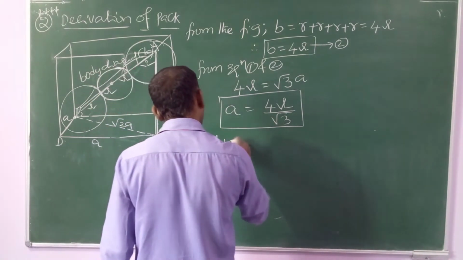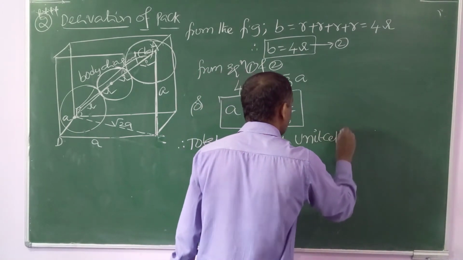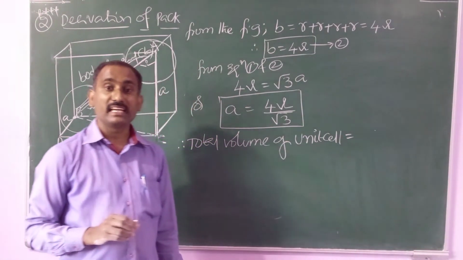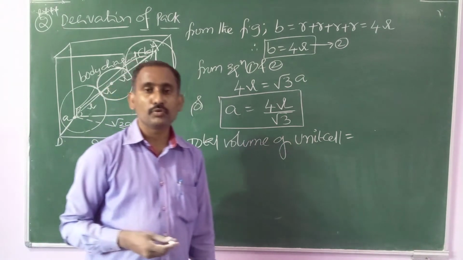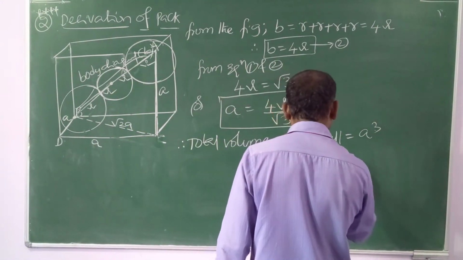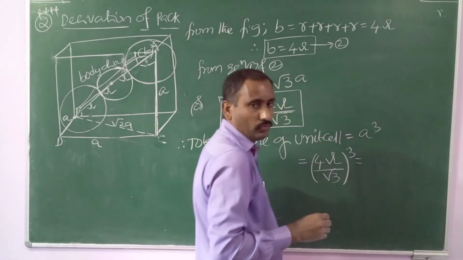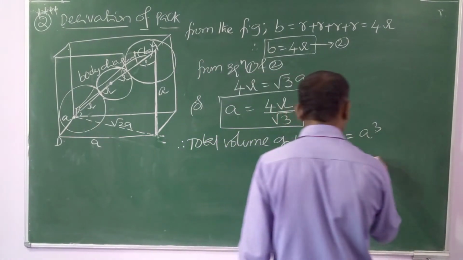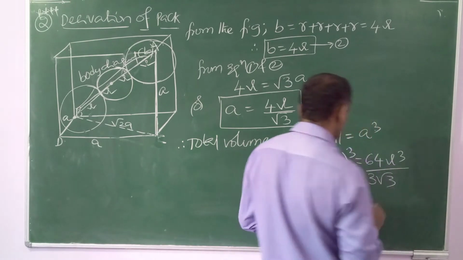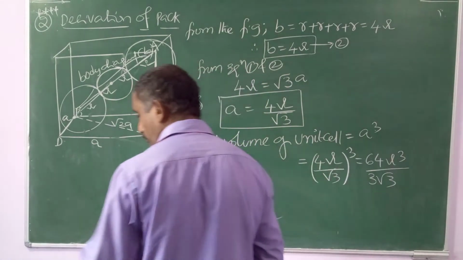Therefore, total volume of the unit cell. Always remember that whatever may be the type of unit cell, the volume of the unit cell is fixed: A cube, because it is a cubic unit cell. A cube equals 4R by root 3 whole cube. 4 cube means 4 into 4 into 4, 64. So 64 R cube by root 3 whole cube, which is 3 root 3, because root 3 into root 3 is 3, and root 3 extra, 3 root 3. This is the volume of the unit cell.